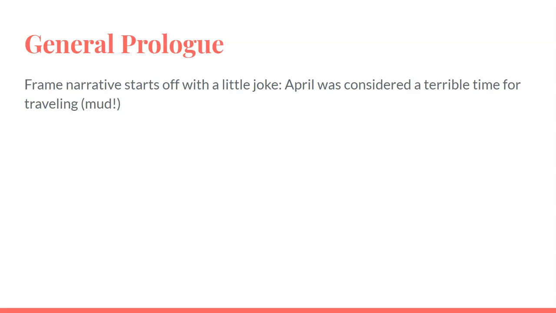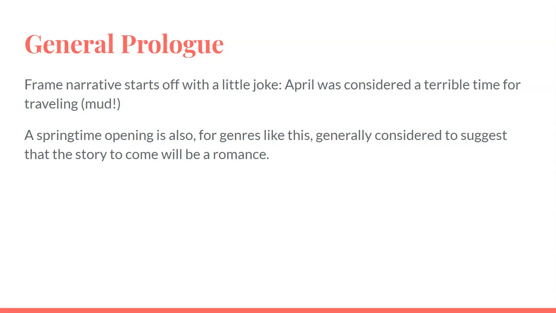So the story is implying that once April gets here and brings all these fresh spring rains and the flowers start blooming and the dry March goes away, people get really antsy, they want to be outside, and they want to travel. But the little joke here is that April was considered a terrible time for traveling for exactly this reason, right? When April starts raining, all of the roads get muddy. It's a terrible time for traveling. You don't want to be traveling in the rain. That's awful. So immediately the narrative starts us off with a little joke.